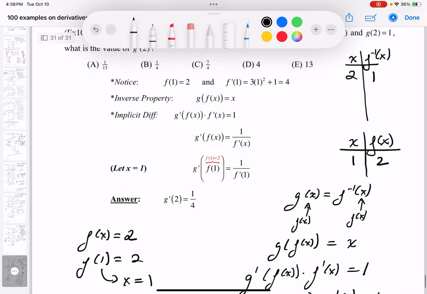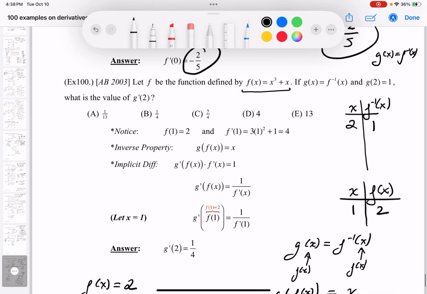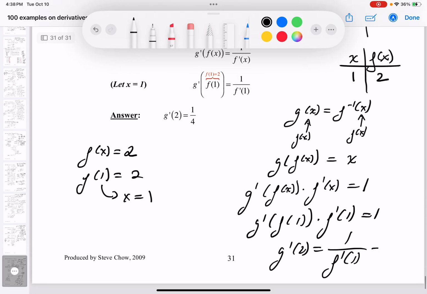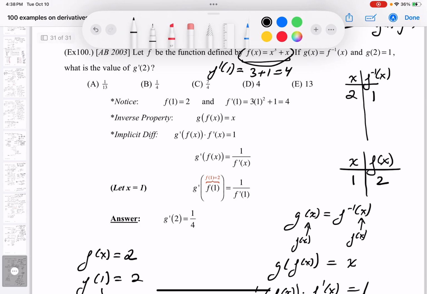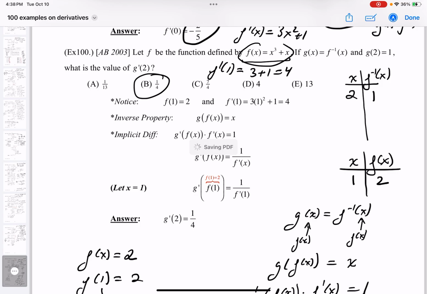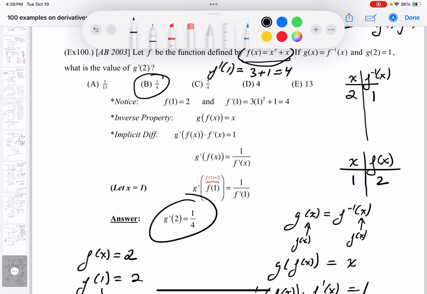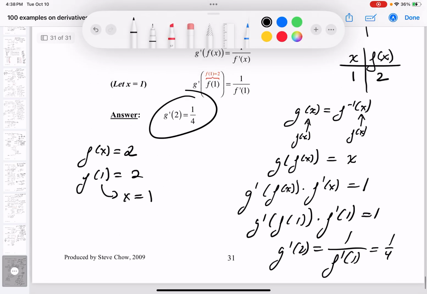So I don't know what f prime of 1 is, by the way, but I do know f. It's over here. So I'll write this down. F prime of x is 3x squared plus 1. And f prime of 1 is going to be 3 plus 1, which is 4. All right, so what do you get over here? You're going to get 1/4. It's a multiple choice exam. I think it is anyway. And do I see that? It's choice B. All right, so the answer is 1/4. All right? So that was 100, and I think that covers it.